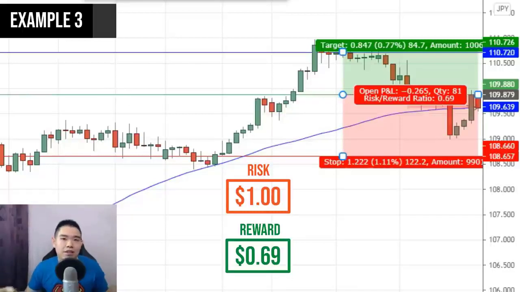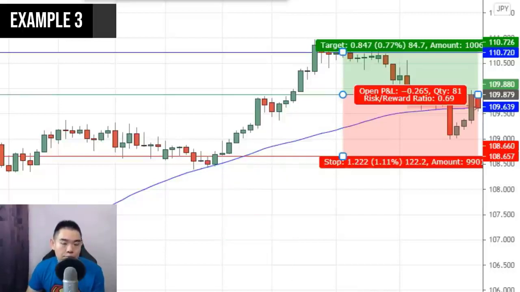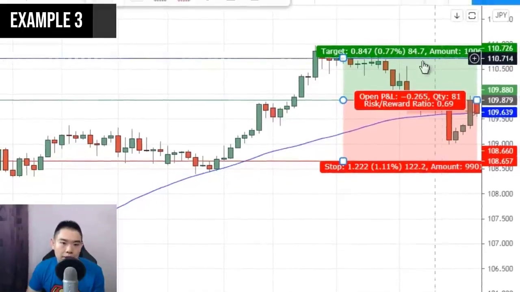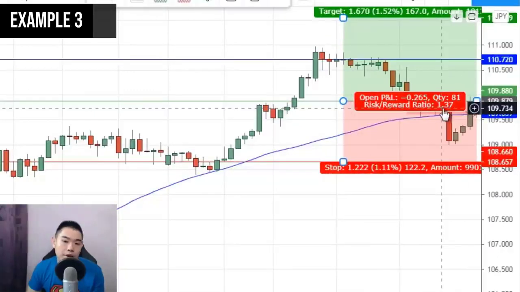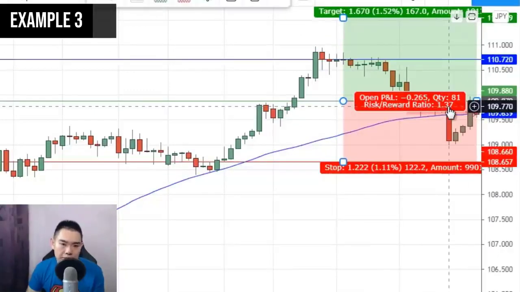So it's not exactly very favorable, and most traders will say that's not really a trade that I want to take, and I can perfectly understand that. So what can you do to make this risk to reward on your trade more attractive? Now there are a few things that you can do. Number one, you can of course shift your target up higher, to a point where you're risking $1 and making $1.37 back in return.